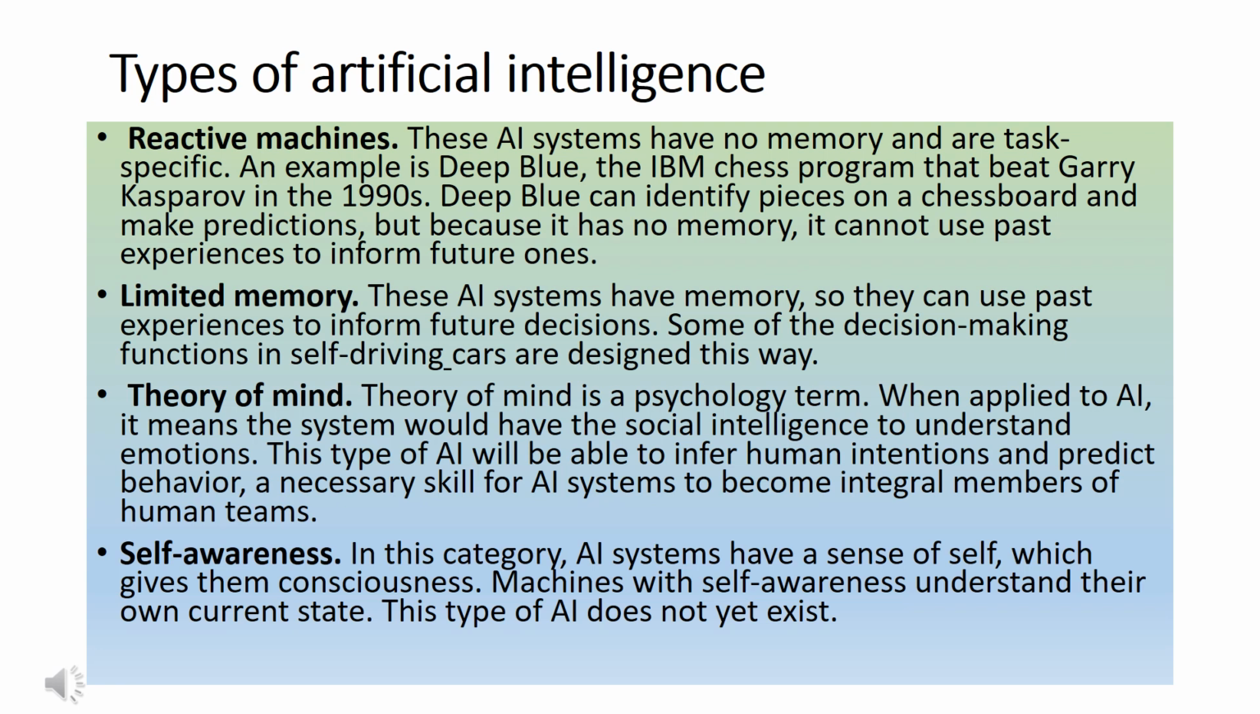Now the limited memory. This is another type of artificial intelligence. In a limited memory system, इसमें क्या होता है, they have a memory जो क्या करता है, they use the past experience to inform the future decision. So some of the decision making functions in self-driving cars, they are designing in this way nowadays.